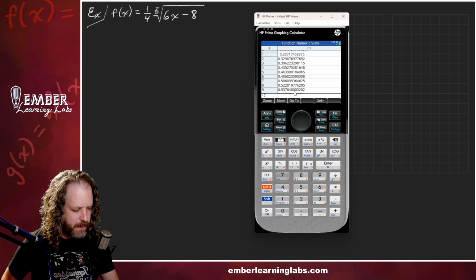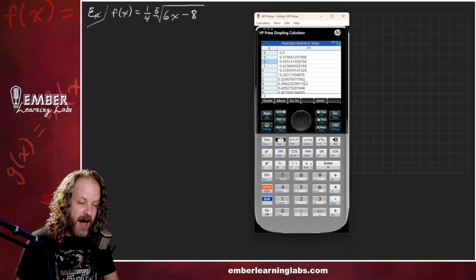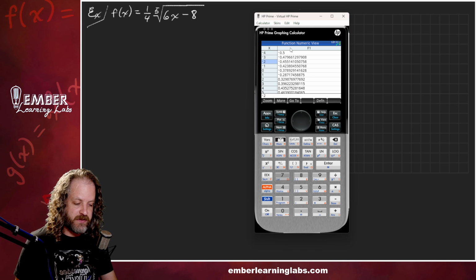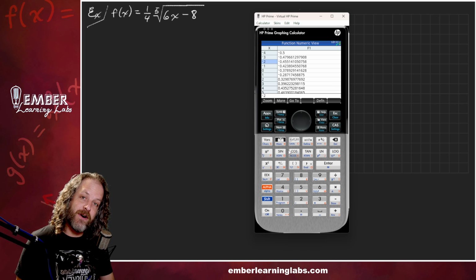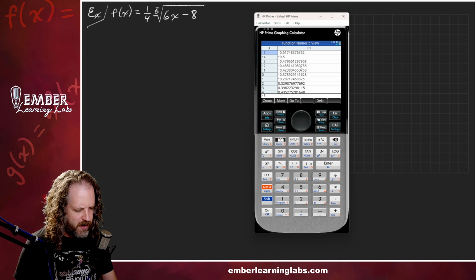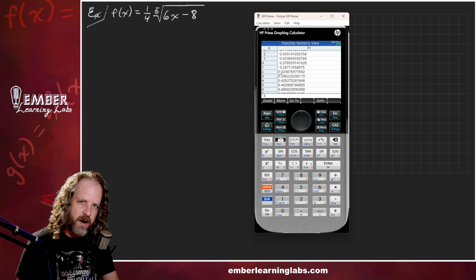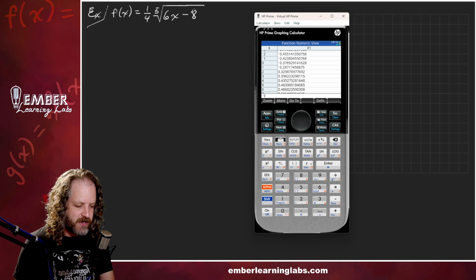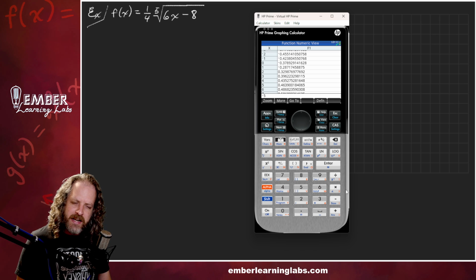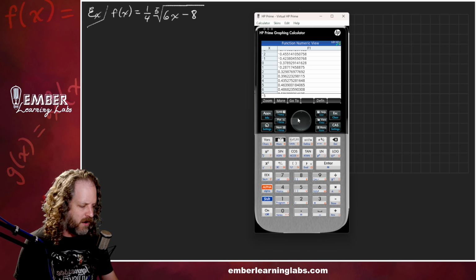So where does the graph cross the x-axis? I want to know where this point is right here. Well, it's going from negative and it shifts to positive. So it's somewhere between 1 and 2, which is interesting because we said this was going to shift to the right 8 units. Why didn't it shift to the right 8 units? Well, let's see if we can zoom in and figure out a little bit better what's going on.